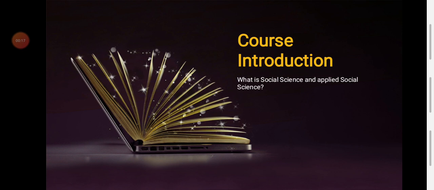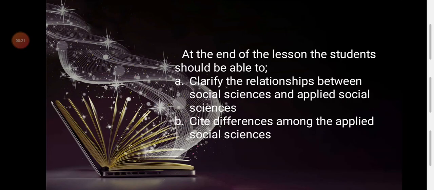Today's topic is about social science and applied social science. Here are the objectives. At the end of the lesson, the students should be able to clarify the relationships between social sciences and applied social sciences, and cite differences among the applied social sciences. In your own opinion, how could you differentiate social science and applied social science? Well, let's find out.